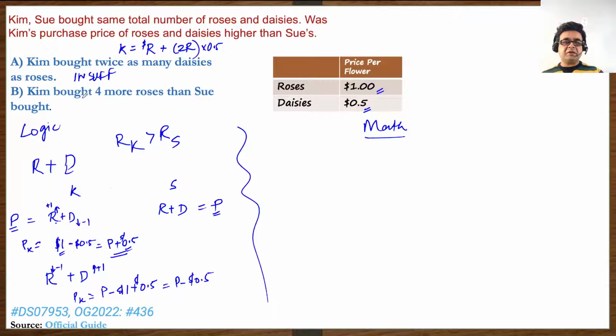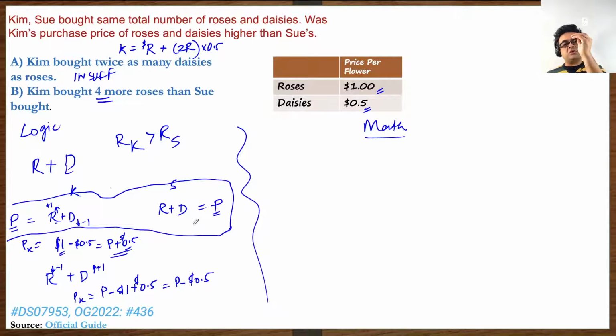In statement B, we are given that Kim actually bought 4 more roses than Sue. So this is the particular scenario that we had talked about, where Kim has not 1 rose more but 4 roses more, and we know that even with 1 rose more, the purchase price for Kim is more than Sue. So if there were 4 additional roses, then Kim would have paid an additional price for it. So this is sufficient to answer the question. Hence, the answer to this question is B. Only statement 2 is sufficient.